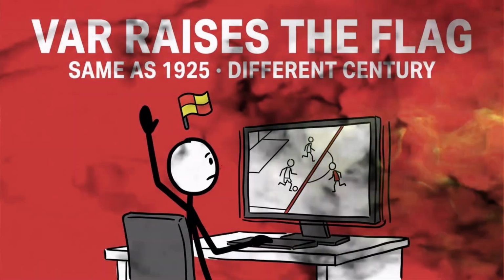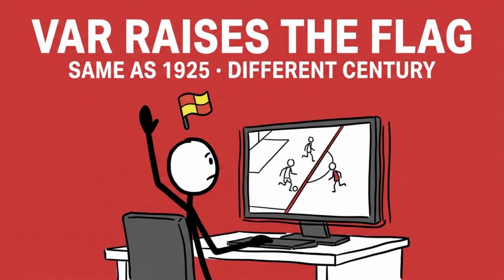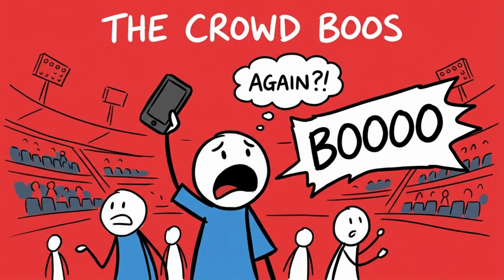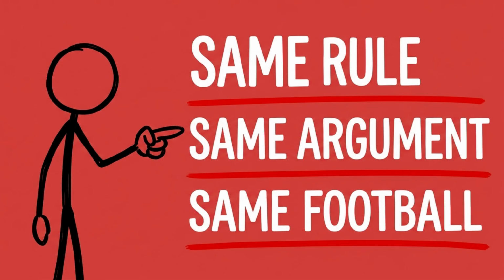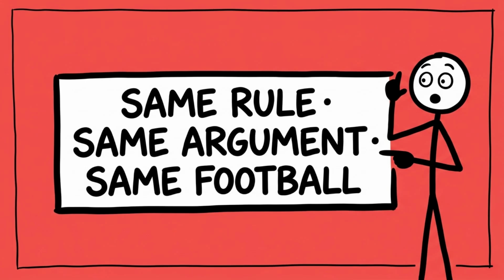Now fast forward to your living room. It is 2023. VAR is on the screen. The assistant referee has drawn a line through a player's armpit. A goal has been disallowed because a single pixel of a forward's shoulder was ahead of a defender's heel. The pundits are furious. The fans are furious. You are furious. And here's the thing. The debate has not changed.